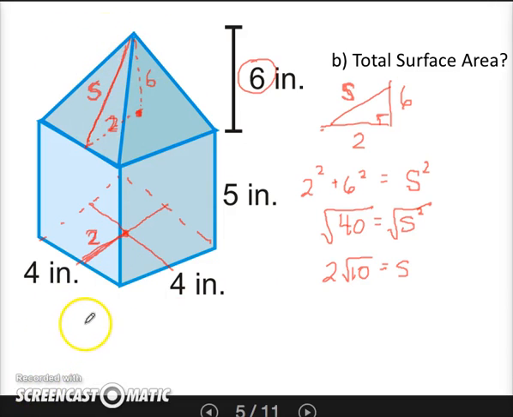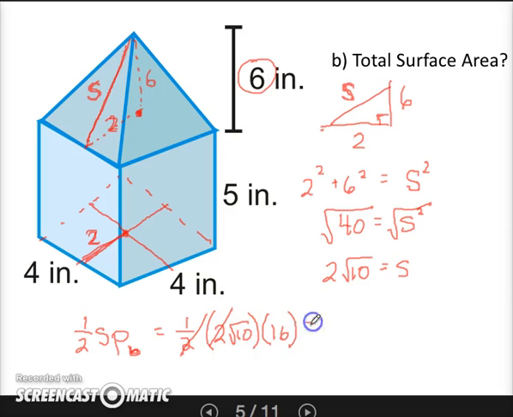So we have 1/2 times the slant height times the perimeter of the base. The perimeter of the base of this pyramid is the same as the perimeter of the base down here, which is going to be 16. So we have 1/2 times 2 times the square root of 10 times 16. Those 2's cancel, so we have 16 times the square root of 10, this is the lateral area, which is the same thing as the part that's showing of shape 2.